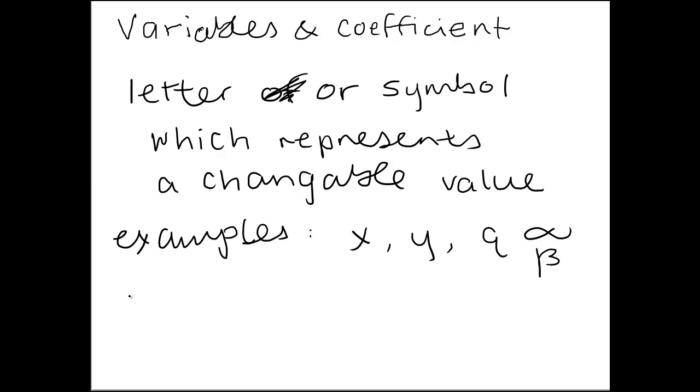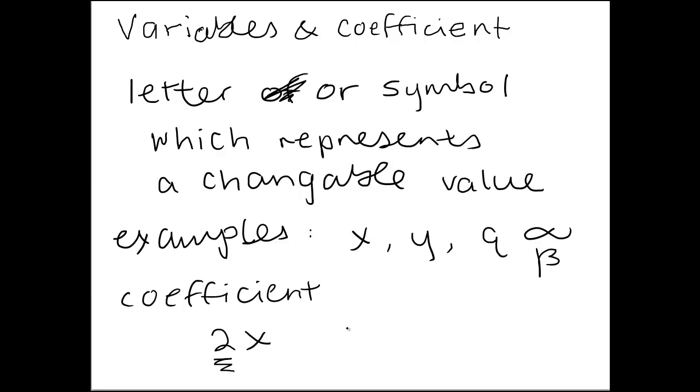A coefficient is a number that goes in front of the variable. It's something that multiplies the variable. So for example, a coefficient could be 2. So you would have 2x, and the coefficient would be 2.